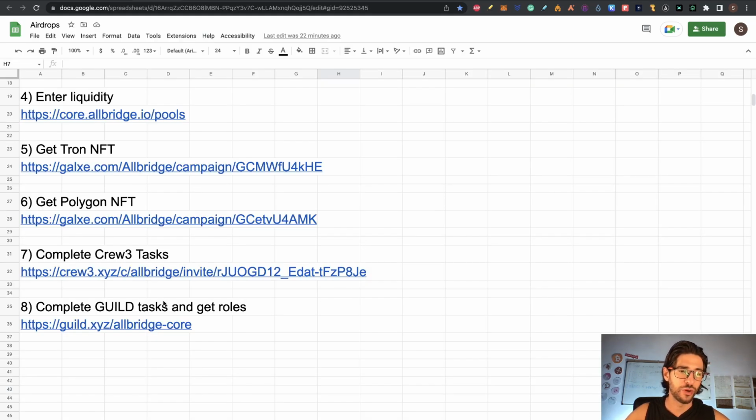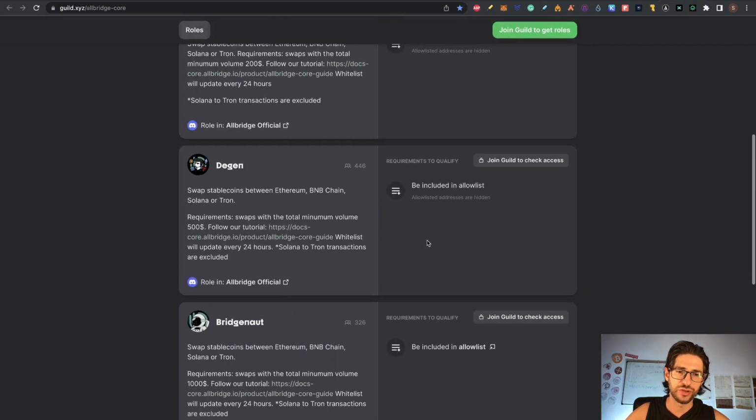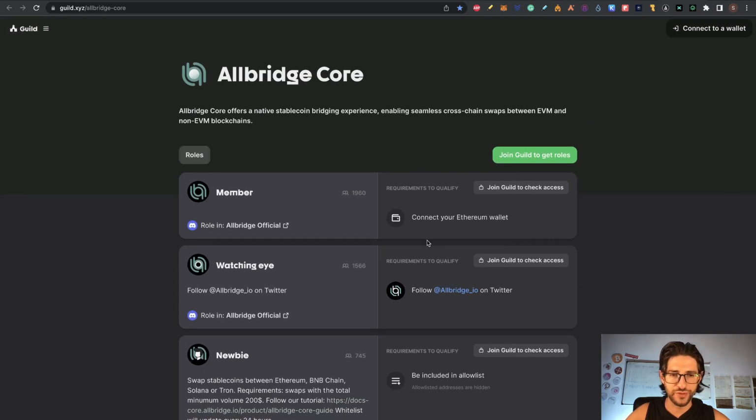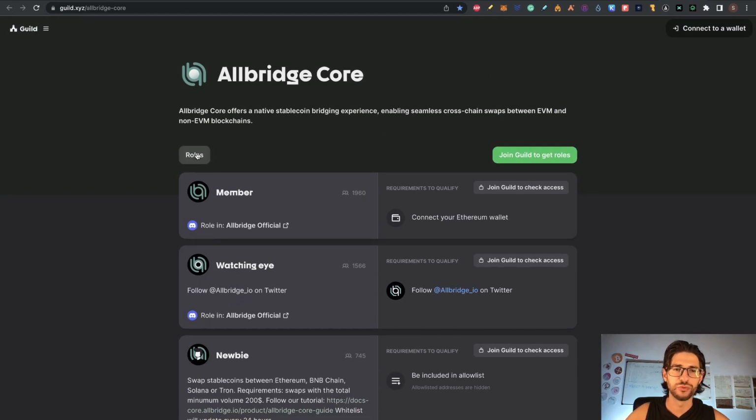And finally, you need to complete the Guild task and get the roles. So like Arbitrum and many others, we have a Guild for Allbridge Core. So there are 7 roles that you can get here. Also, it's not difficult to do. The first 2 actually are follow Twitter and Discord, so really easy. Connect your wallet, click here to join the guild to get the roles. Once you get the roles, you are going to go to this button and go to the Discord and reclaim your roles. Guys, I really think that you can do this with multiple wallets.